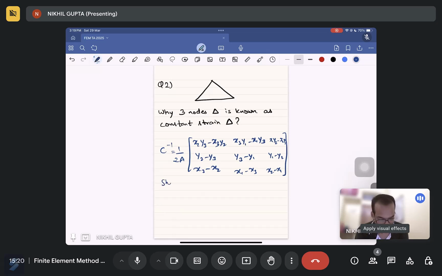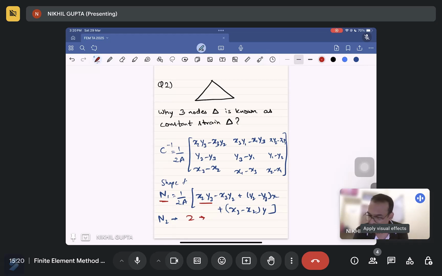So when you get the shape function using this, you will get N1 as 1 upon 2A times (x2 y3 minus x3 y2) plus (y2 minus y3) of x plus (x3 minus x2) of y. Similarly, when you write N2, since you formed N1 starting from 1, 2, 3, for N2 you will start from 2 and get the 3. So in a similar way N2 and N3 can be computed, and the numbering will be followed like this.